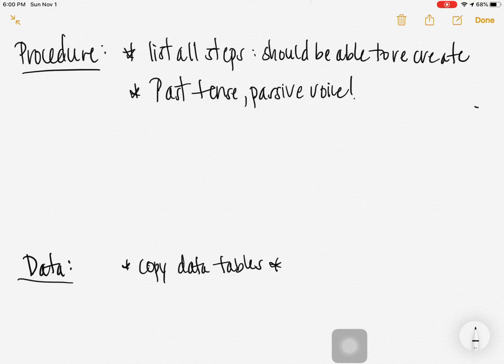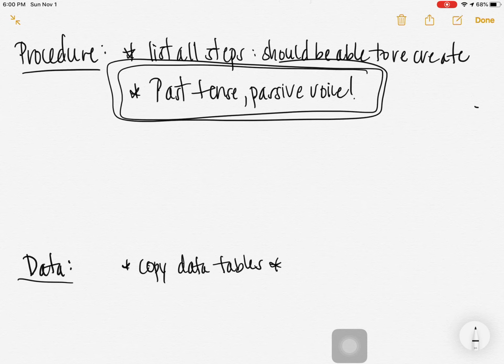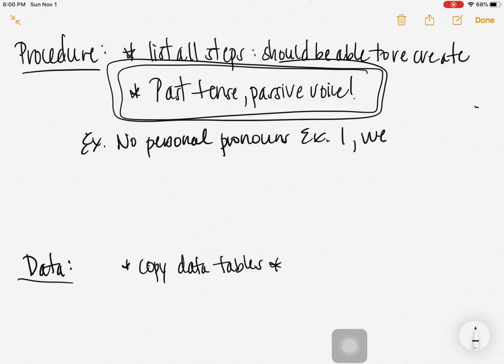But the kicker is that the procedure has to be written in something called past tense passive voice. And so that means that you can have no personal pronouns. So that means you can't say I or we or you, okay? And it will also be written in past tense, which means you did this lab last week or yesterday.